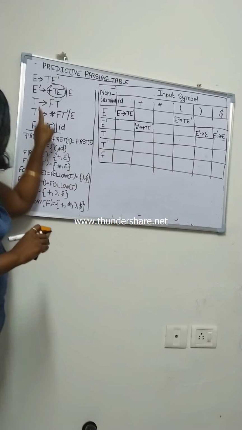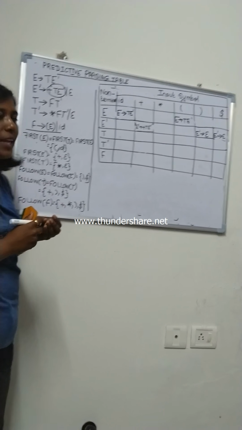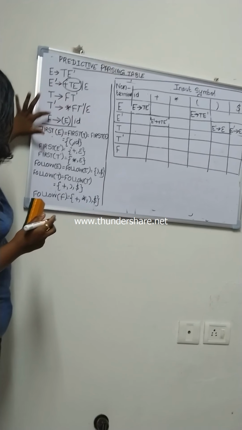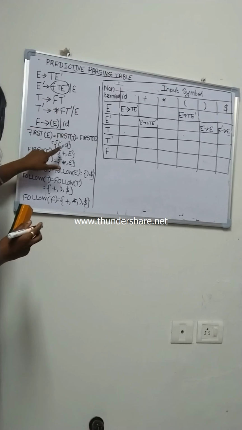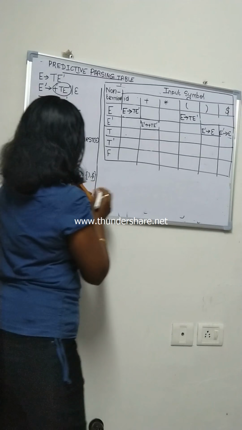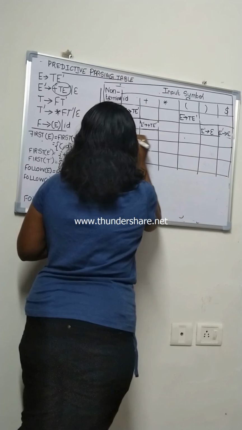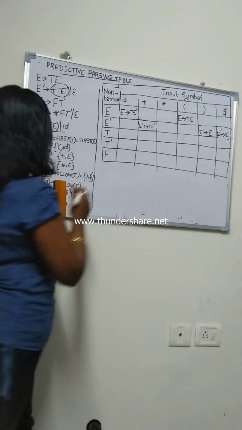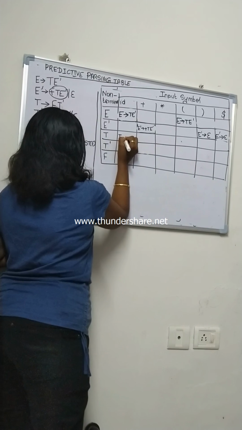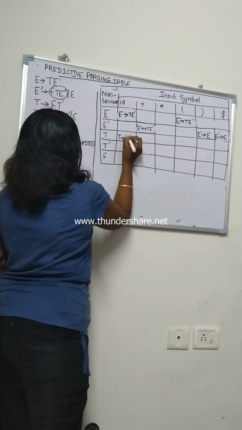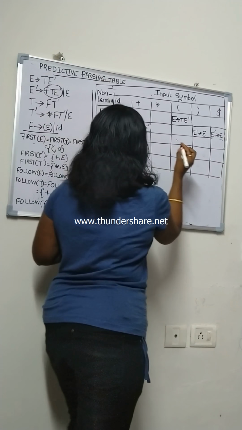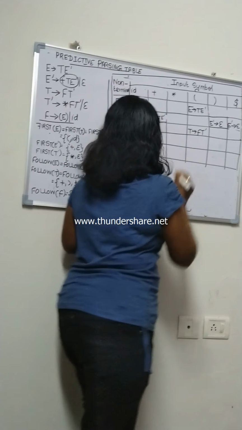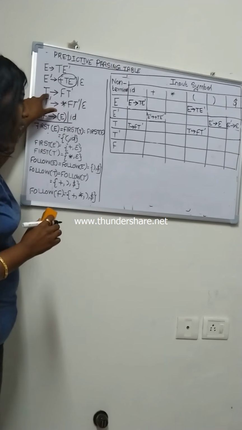Now coming to the fourth production, T derives FT dash. First of T is equal to first of F. First of F is equal to open parenthesis and ID. So in the place of open parenthesis and ID, I am going to write this production: T derives FT dash, and T derives FT dash. Now we completed up to this.